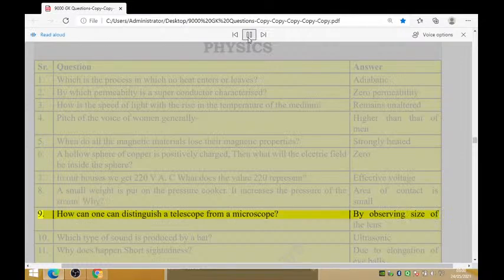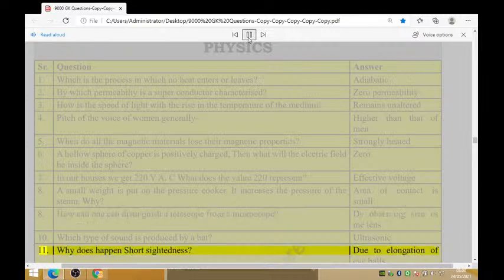9. How can one distinguish a telescope from a microscope? By observing size of the lens. 10. Which type of sound is produced by a bat? Ultrasonic. 11. Why does short-sightedness happen? Due to elongation of eyeballs.